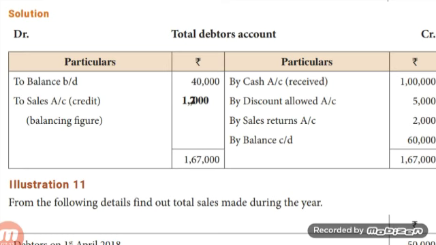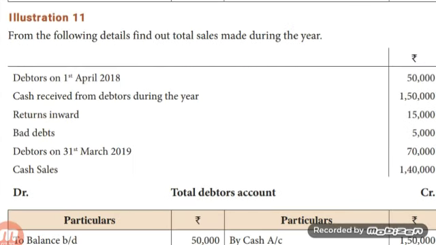Okay children, shall we do one more problem? The question is, from the following details, find out total sales made during the year. Here the question is, calculate total sales. How can we find total sales? Total sales is equal to cash sales plus credit sales. We can calculate credit sales from the total debtors account, and cash sales is given in the question.